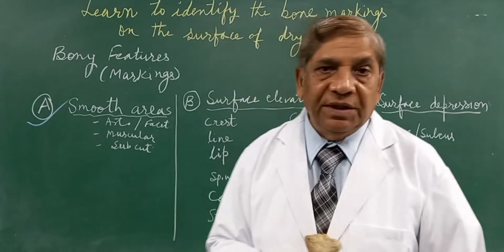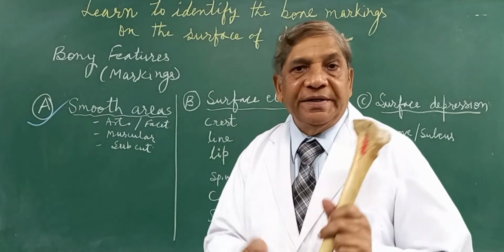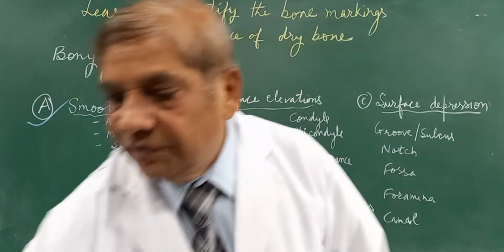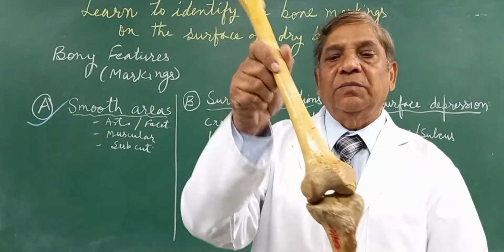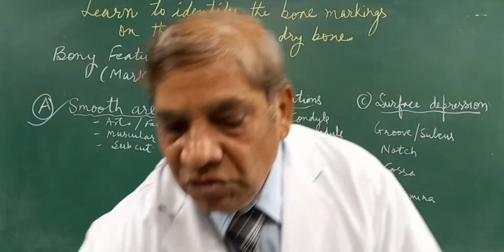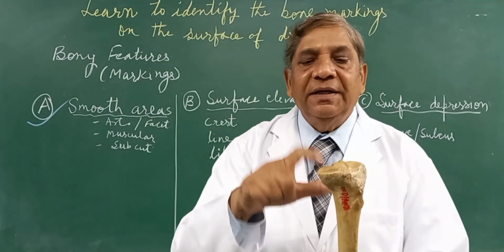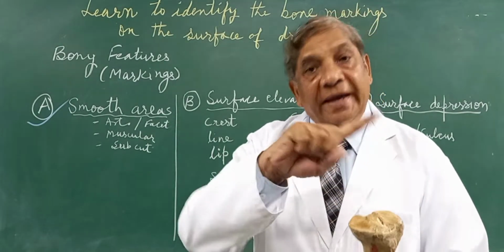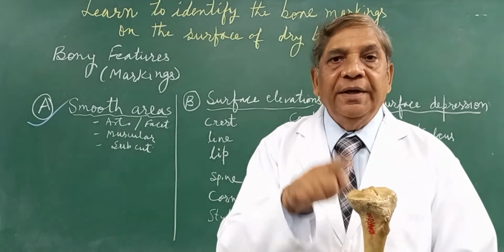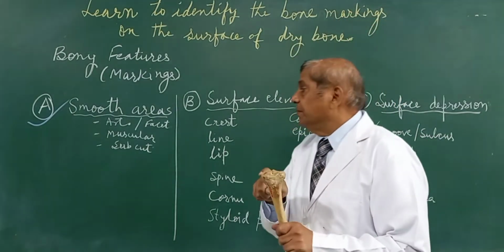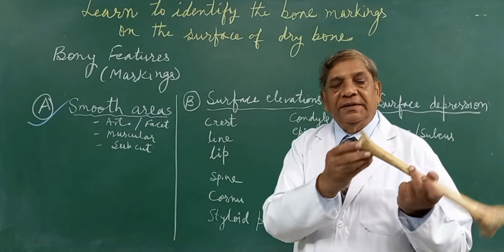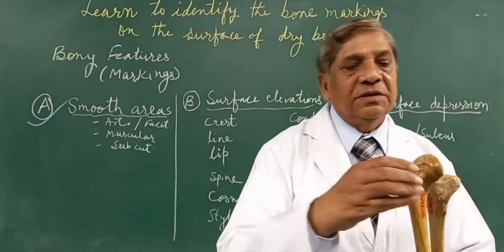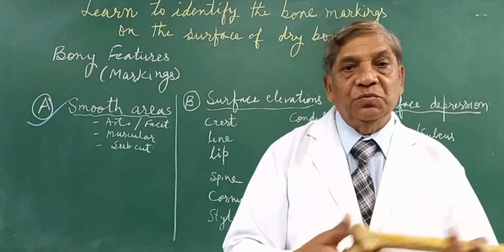Why is there a smooth area on the bone? The large smooth areas seen at the ends of the bone, as I said yesterday, come in contact with the upper bone or the lower bone, and here they form a joint. This smooth area which comes in contact is said to be an articular area. In living condition, we learned yesterday that these smooth areas are covered by the articular cartilage, or hyaline cartilage, as in the lower end and the upper end of the femur. This is the large articular area.